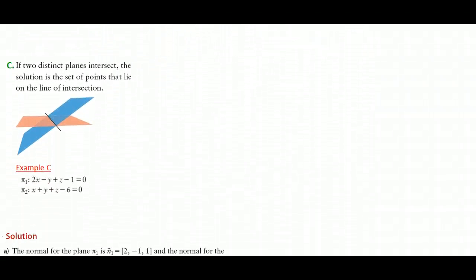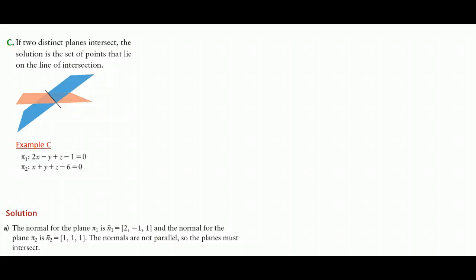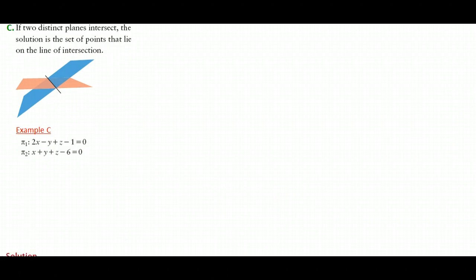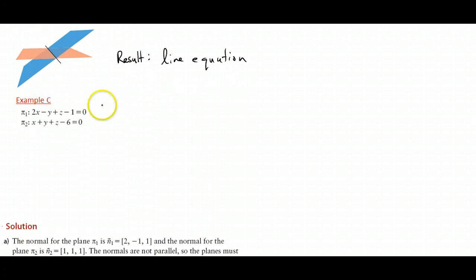Let's take a look at the last case where the planes intersect in a line. So keep in mind what we want to find when we solve this system of equations. The result should be a line equation. So we want something that looks like the equation of a line in three-dimensional space. Proceed by the same method. So I label each equation 1 and 2.